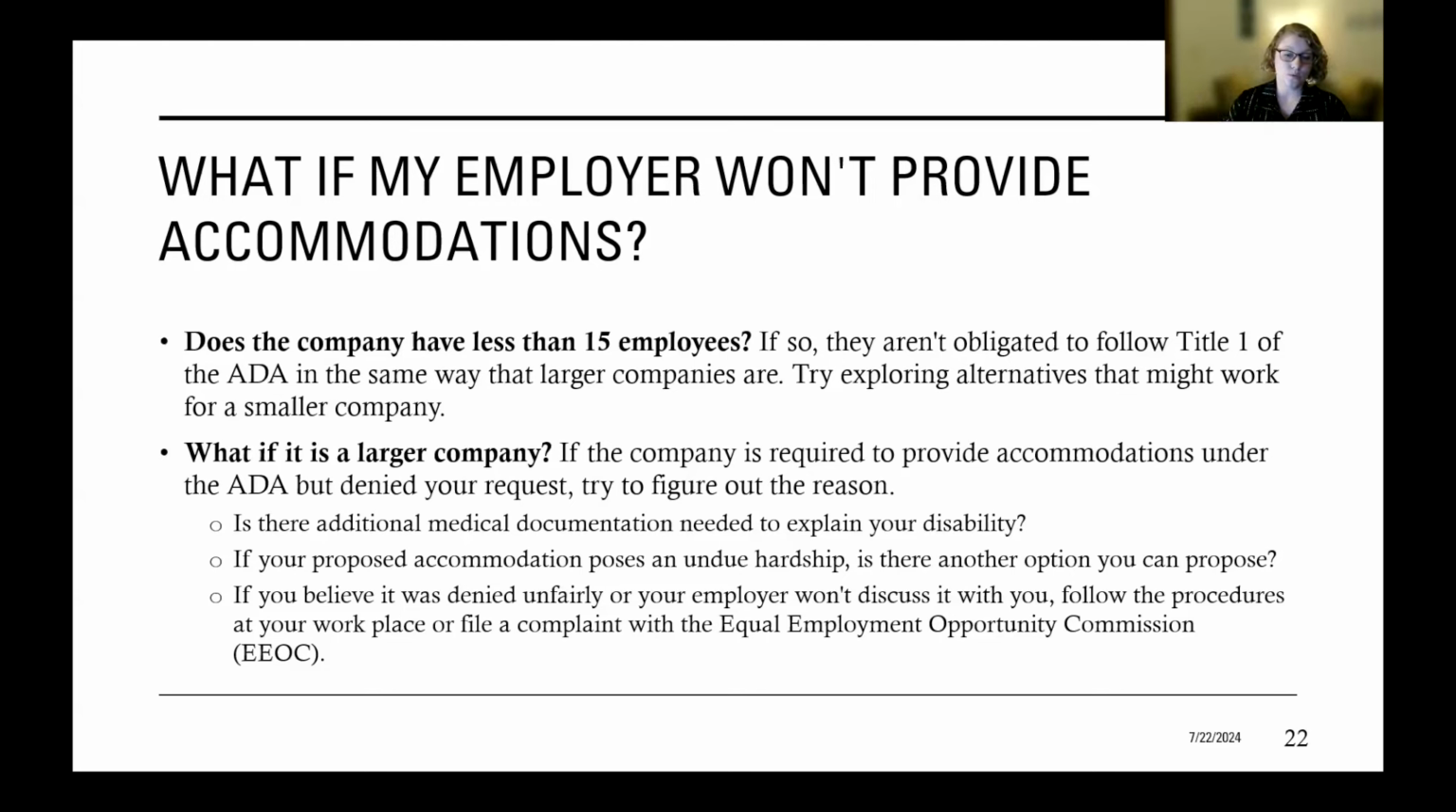If they've just said no, you can ask if there's other medical documentation that's needed, or you can provide additional medical information. If your proposed accommodation was an undue hardship, that doesn't mean it's a flat out no. That interactive process should continue. So you can reach out and say, well, then what is an option if this thing wasn't? Ultimately, if you believe that you have been denied unfairly, or you're in a situation where that discussion just isn't moving forward, you can file a complaint with the Equal Employment Opportunity Commission. So the EEOC is the governing body that would address that.